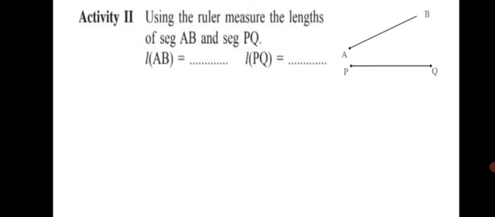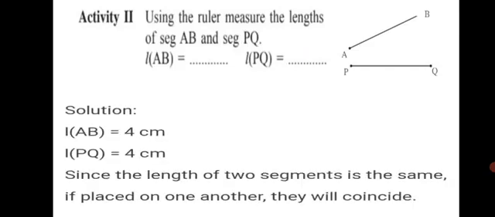Using the ruler, measure the lengths of seg AB and seg PQ. This activity is for you in your textbook on page number 7. So you can use a scale, a ruler, and measure the lengths of seg AB here and also of seg PQ. And you will write down the measurements of length AB and length PQ in your textbook. You will see that length AB is 4 cm and length PQ is also 4 cm.